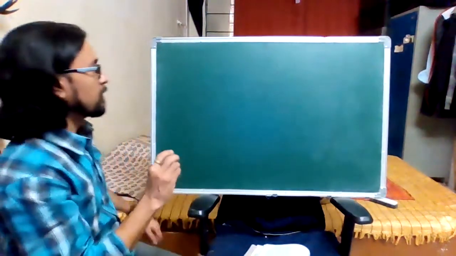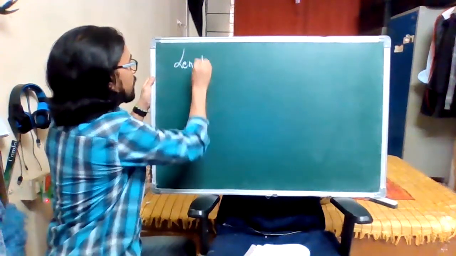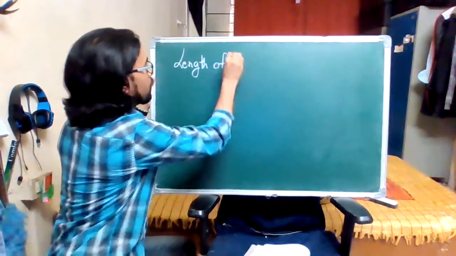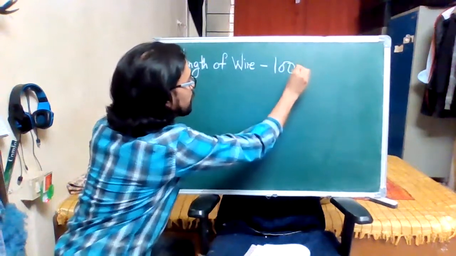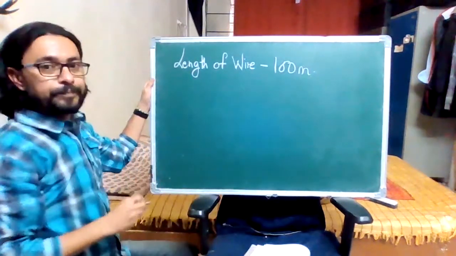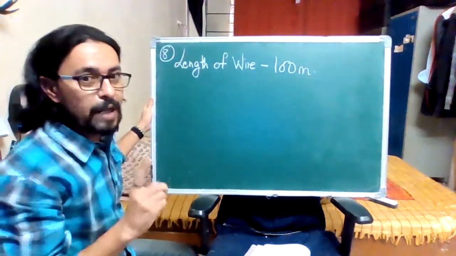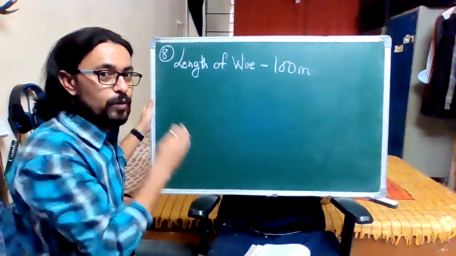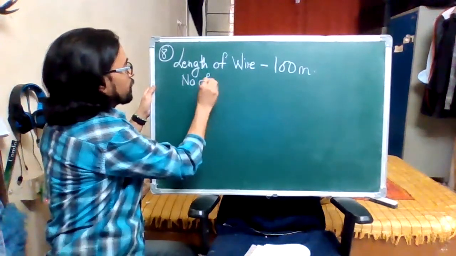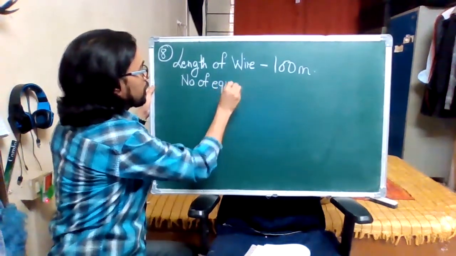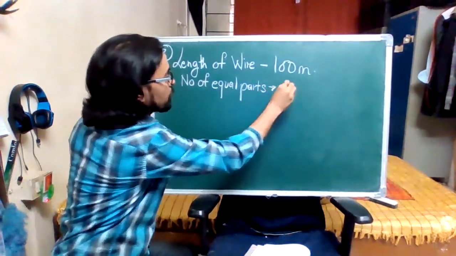Let's take down our information. First, I'll write length of wire. The length of the wire is 100 meters. This is the 8th sum. How many parts is it being divided into? It is being divided into 8 equal parts. Number of equal parts. The number of equal parts is going to be 8.